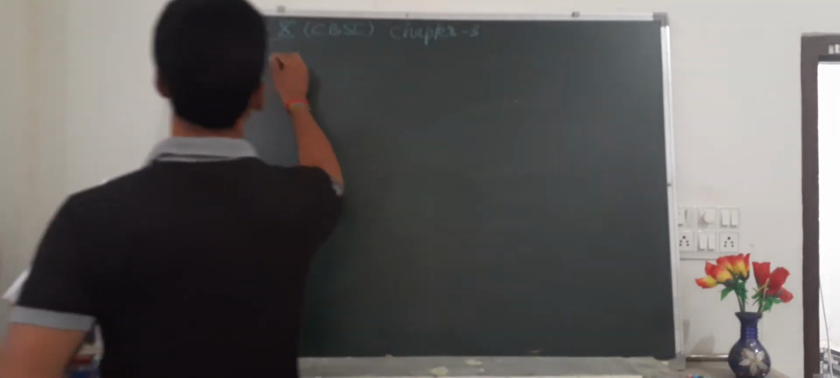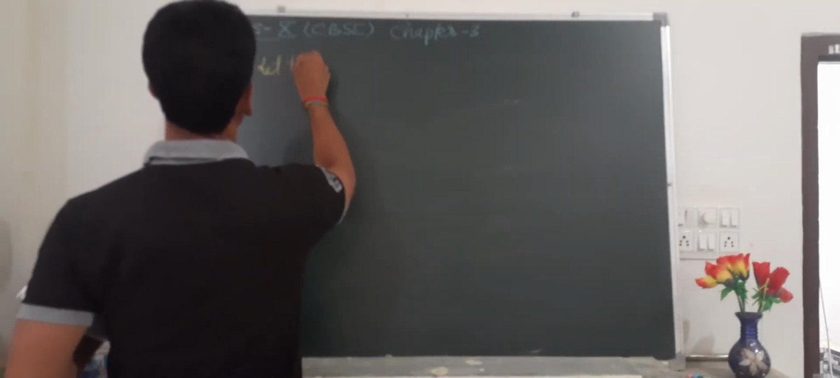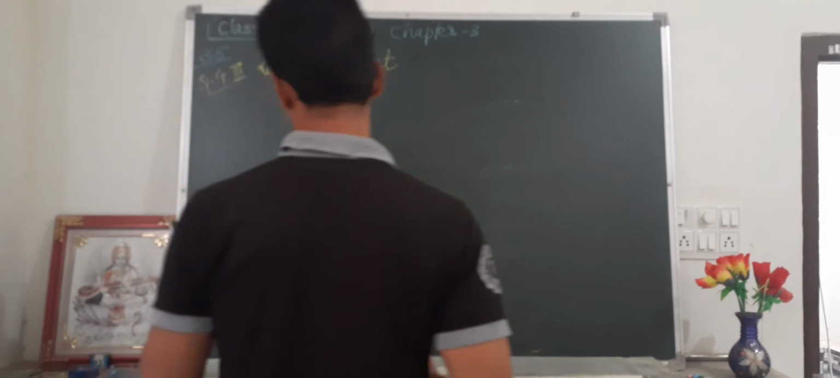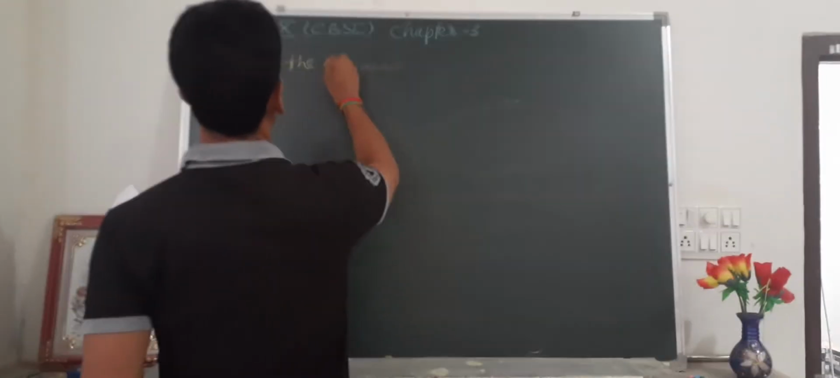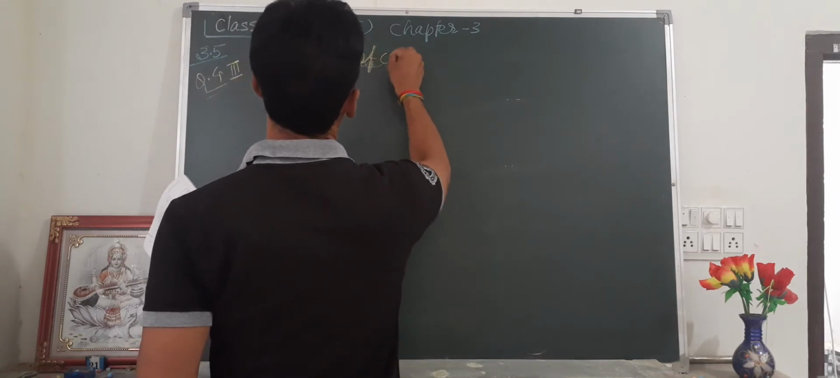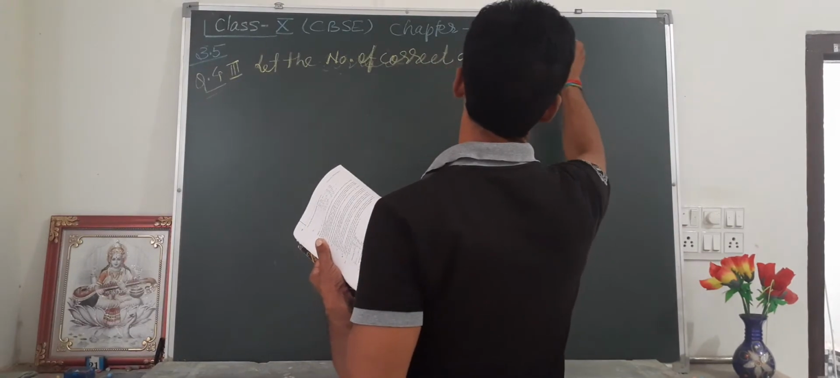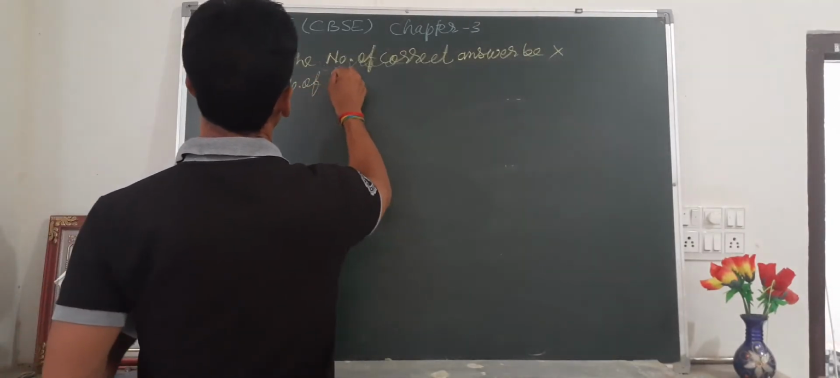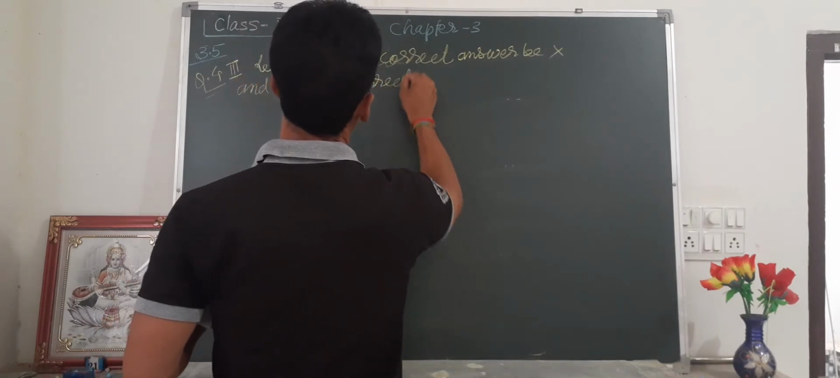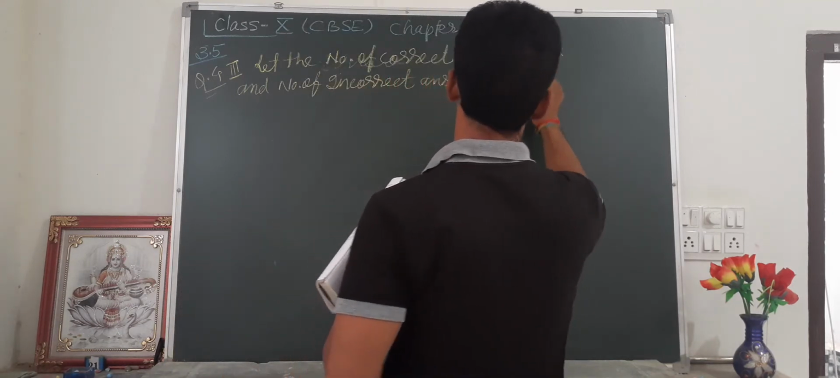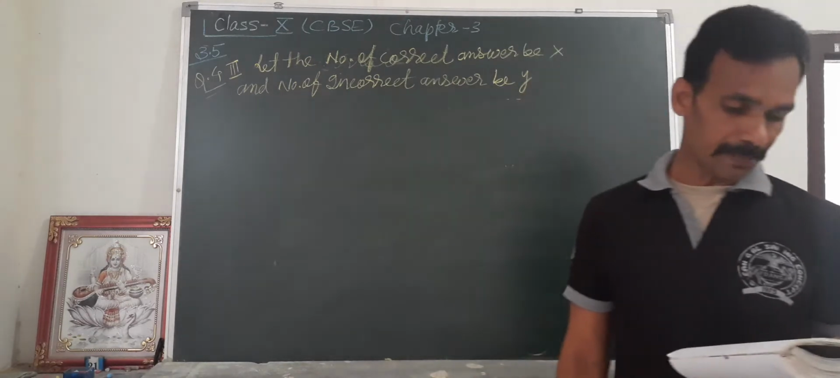So first, now let the number of correct answers be x and the number of incorrect answers be y. Okay, so yes scored 40 marks and getting 3 marks for each right answer.